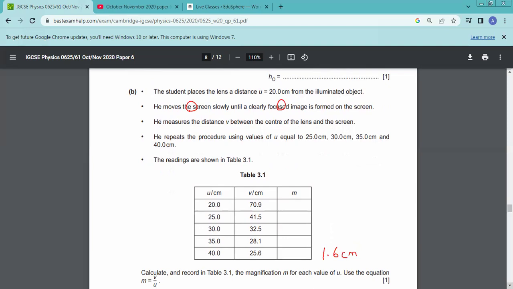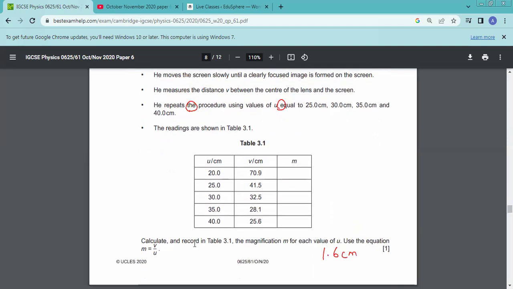This is already given: calculate and record the magnification M for each value of U. Use the equation M equals V divided by U. Now, what we have to do is divide V by U to get the value of magnification M, and in each value we are going to divide it. It's very important to calculate the values using the same number of significant figures. For example, if I am dividing 70.9 divided by 20.0, I get 3.54.